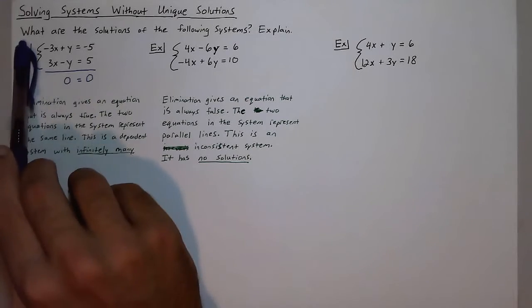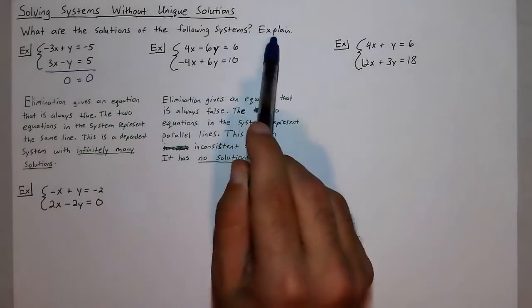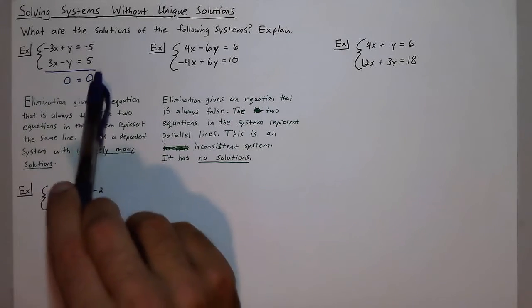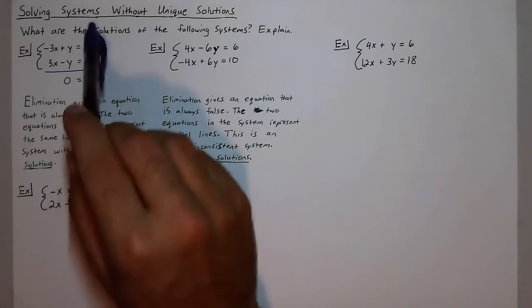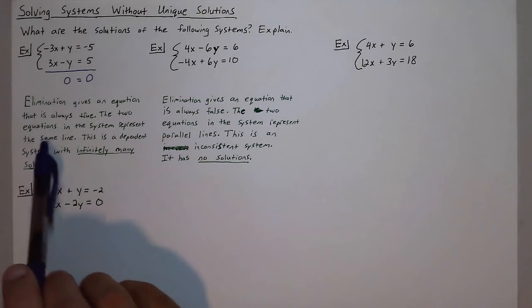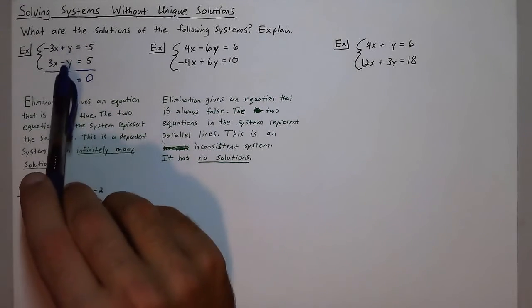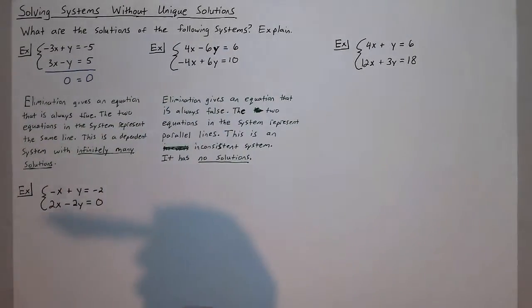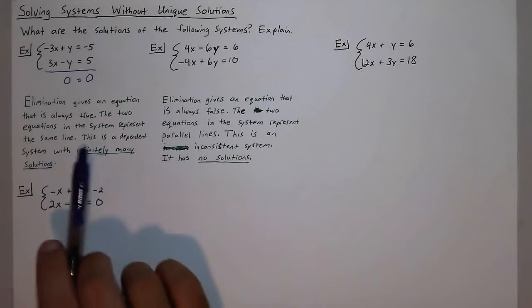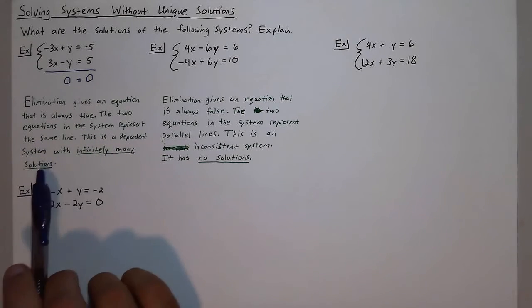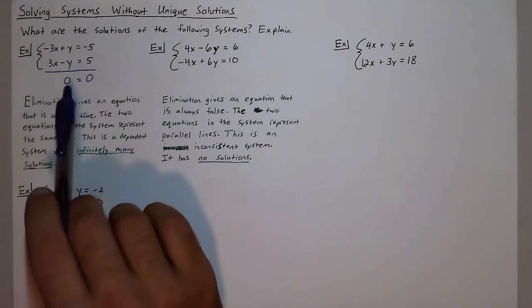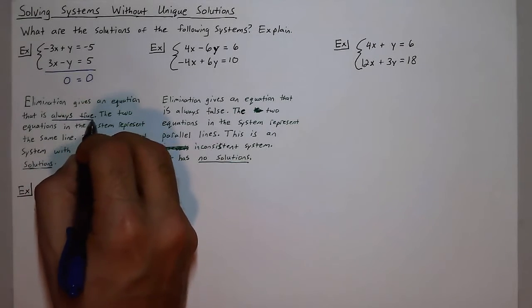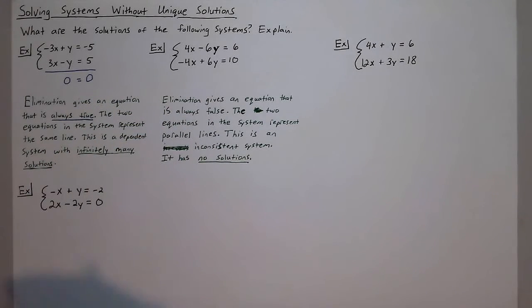So when this question asks what are the solutions of the following systems, but then it says explain, this elimination gives an equation that's always true. What this means is that these two equations in the system represent the same line, meaning when I added them together, they canceled out because they are the same value. So almost like I subtracted them from one another. So this reveals that this is a dependent system with infinitely many solutions. So if you ever end up with a statement that is always true, that will be a system with infinitely many solutions.